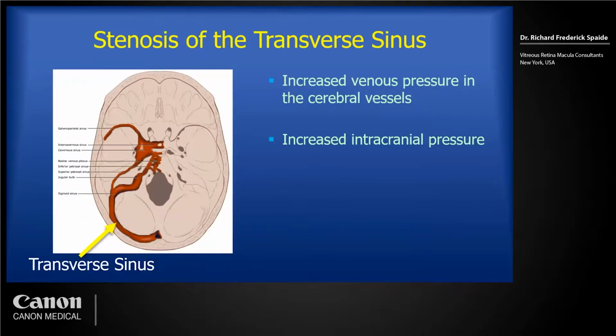Stenosis of the transverse sinus in the brain causes an impediment of venous outflow and increased venous pressure in the brain. This venous pressure is conducted back into the eye. In addition, there's increased intracranial pressure.